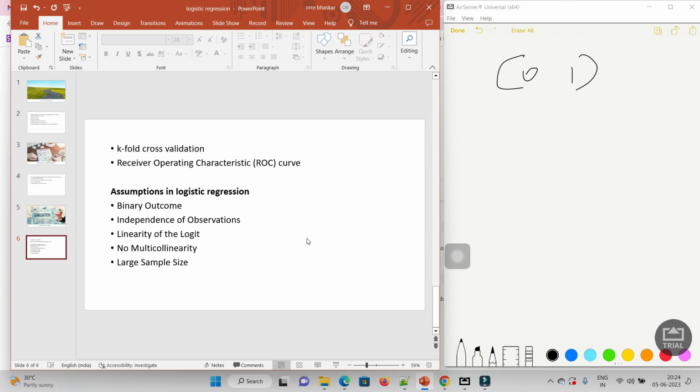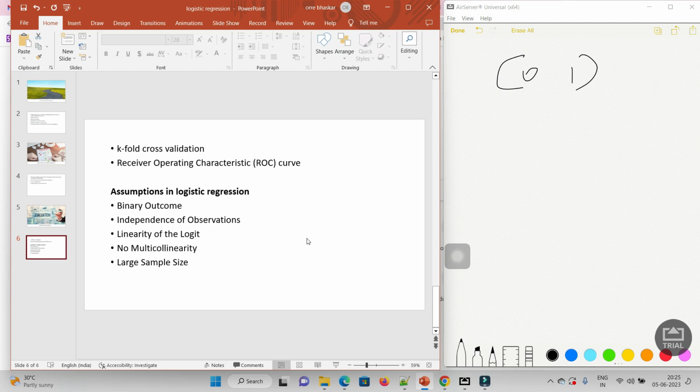Assumption number two, independence of observations. The observations or data points used in logistic regression should be independent of each other. This means the outcome of one observation should not be influenced by or related to the outcome of another observation. Each observation should be treated as a separate and unrelated data point.